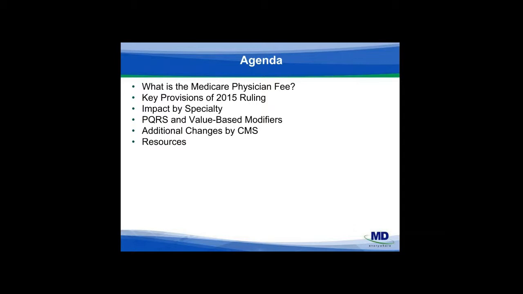In today's webinar, we're going to center around understanding these changes and how they're going to impact your practice. First, we'll do a quick review of the Physician Fee Schedule, discuss key provisions, and understand the impact of these provisions by specialty. I want to take a moment to examine changes in the Physician Quality Reporting System, PQRS, and the value-based modifier, and then conclude with some additional changes that CMS has introduced, one of them being specifically the changes to the 59 modifier. Because there's going to be a lot of information thrown at you in a very short period of time, we're going to include a list of resources at the end of this webinar that you can use for further information. So with that, let's go ahead and get started.